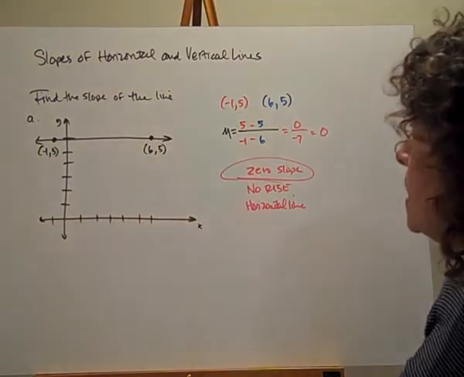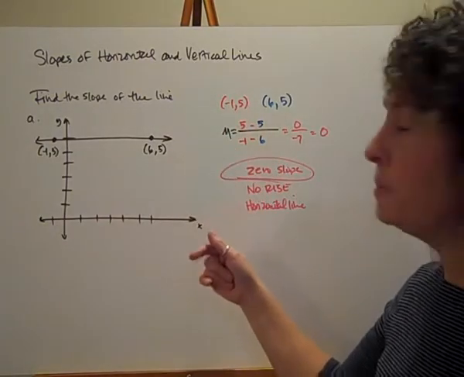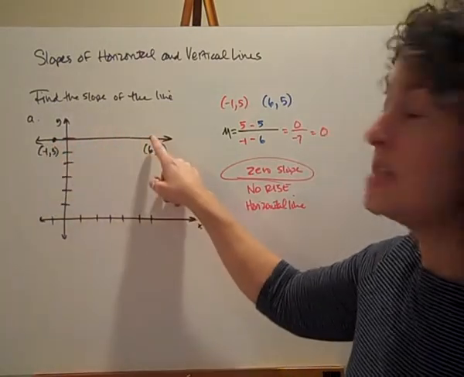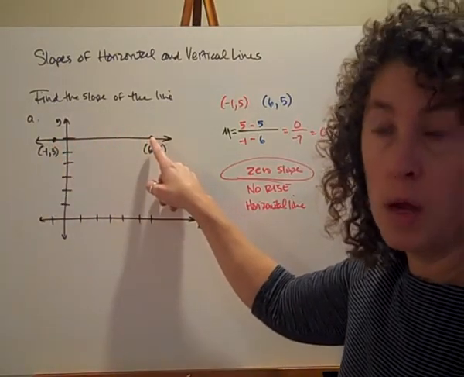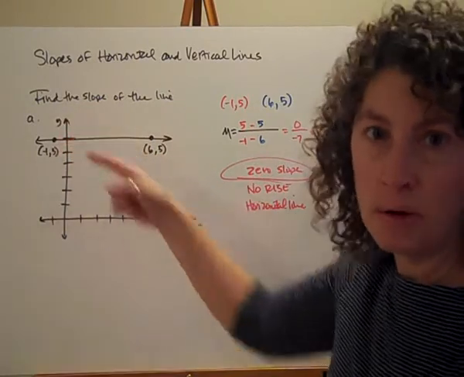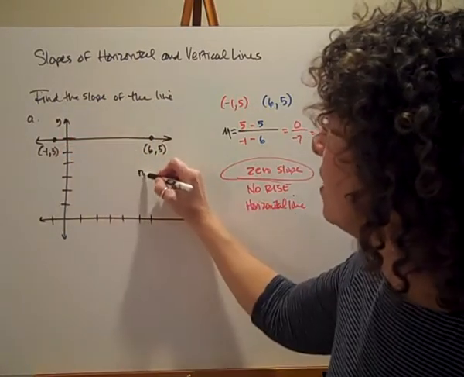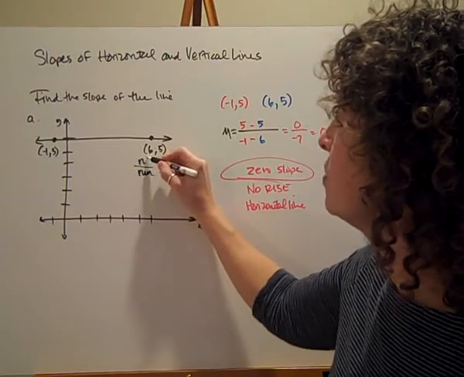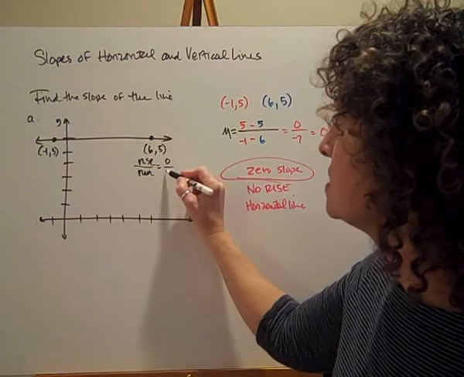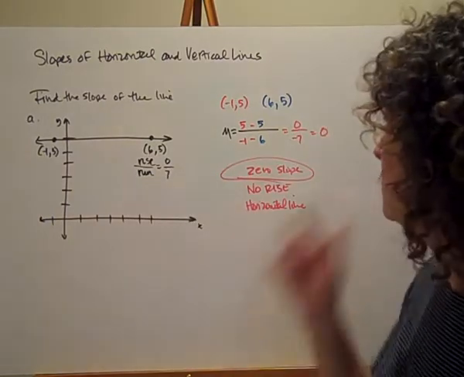So we know all those things about that to start with, but the question is, what's the slope of this line? If I think about this as rise over run, I can have a run from one point to the other. Notice I would have to go 7 places as my run, but I don't have to go up and down at all, so I'd end up with a rise of 0 and a run of 7.